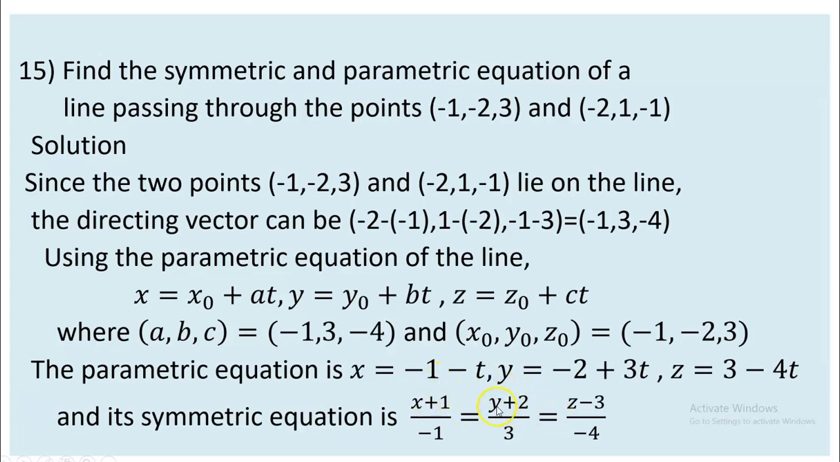Whatever points you may get as x, y, z, if they satisfy this, it is a point lying on the line. If your numbers x, y, z can't satisfy this equation, the point you are considering is not lying on the line. So in such a way you can identify whether a given point is lying on the line or not.